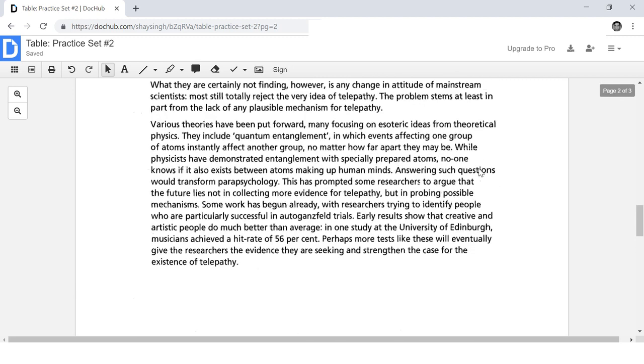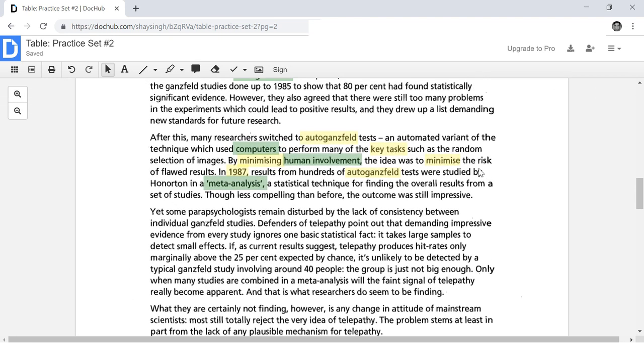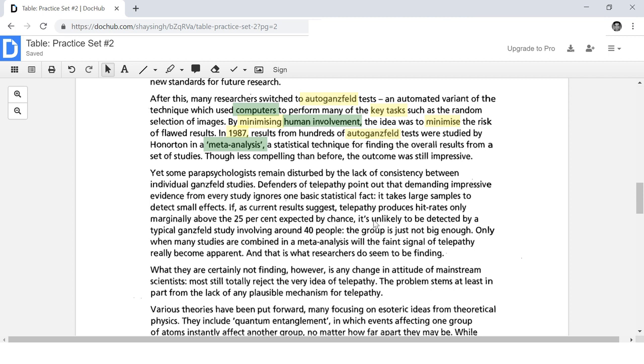So I want to find out what flaws or problems were there with this study. So I'm going to be looking for that keyword. So I'm going to start scanning now. Here it says lack of consistency. Now, lack of consistency can be a flaw, right? That's an example of a flaw. So let's see if we can find some more flaws. Here it says unlikely to be detected. That could be a flaw.